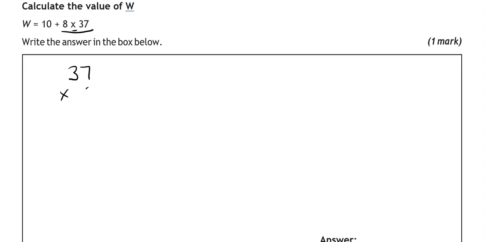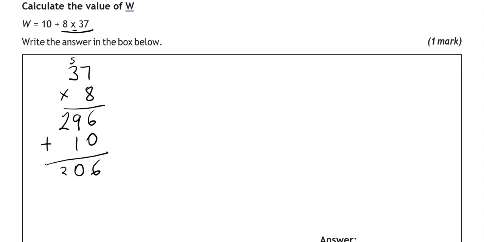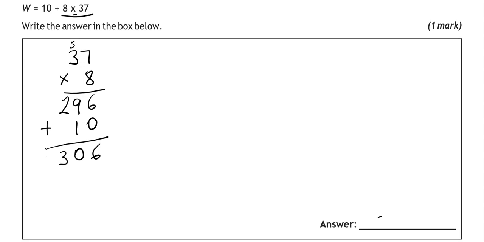So 37 times 8, it doesn't matter whether you do 8 times 37 or 37 times 8 when it comes to multiplication. So 8 times 7 is 56, so 6 down and 5 carried over. 8 times 3 is 24, and the 5, 29. So 296. Now we need to add the 10. 6 plus 0 is 6, 9 plus 1 is 10, so that makes it 306. The total is 306.